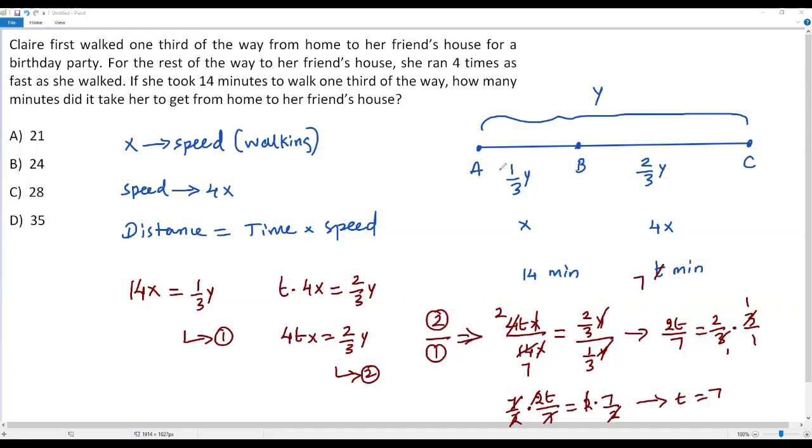Already we know the time taken to cover 1/3 of the distance, that is, Claire walked 14 minutes. It's given in the question itself. And now I got the time in minutes she ran the remaining 2/3 of the distance, that is 7 minutes. So what is the total time in minutes she took to get from her home to her friend's house? So 14 plus 7 equals what? 14 plus 7 is equal to 21 minutes. That is, she took 21 minutes to get from home to her friend's house. We find this 21 in answer choice A. The correct answer choice for this question is A.